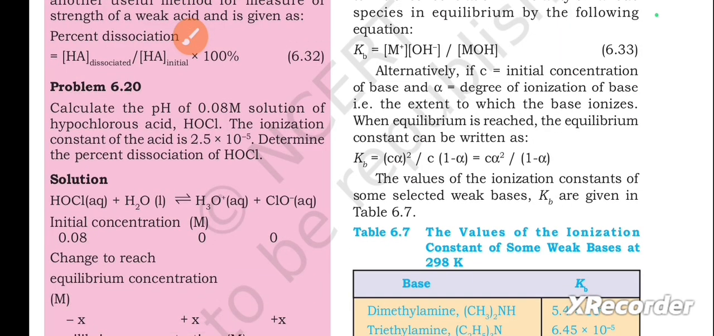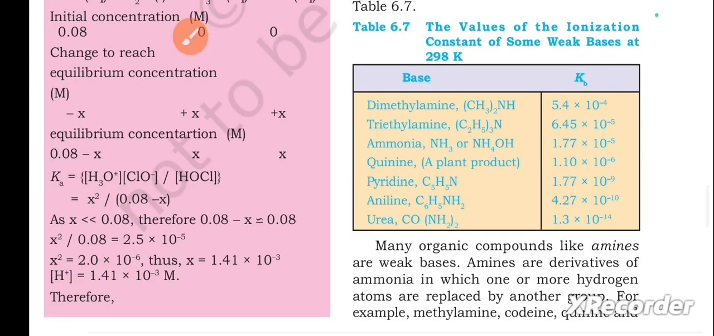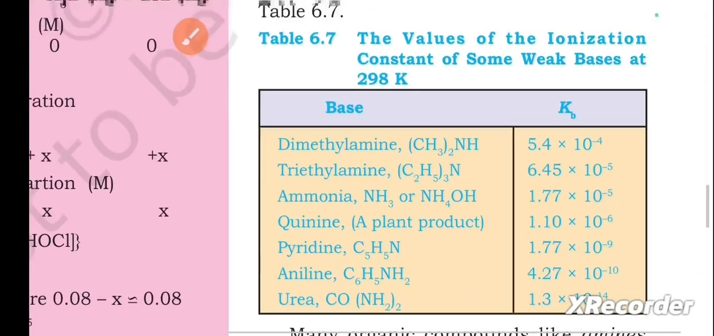Alternatively, if C equals the initial concentration of base and alpha equals the degree of ionization of base, that is, the extent to which the base ionizes, when equilibrium is reached, the equilibrium constant can be written as follows. The values of the ionization constant Kb of some selected weak bases are given in table 6.7. This is table 6.7. Please check it out.